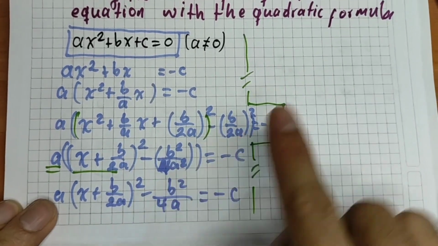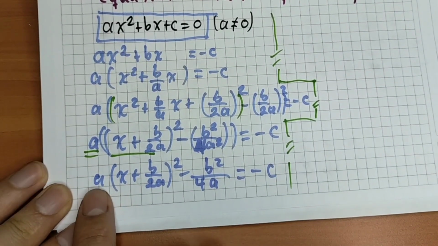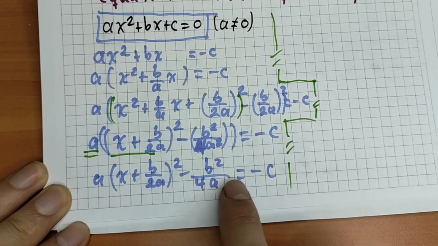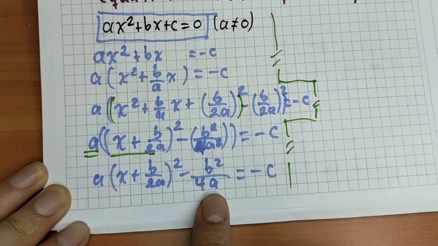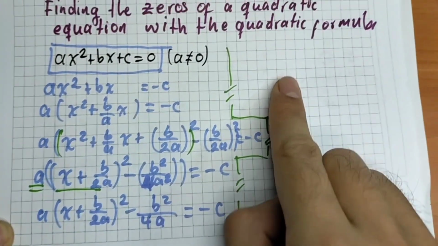I will continue with this up here. So I have a times (x plus b over 2a) squared minus b squared over 4a. What happens? I can take this element that is subtracting and add it to the other side, and this is what I'm going to do in this next step.